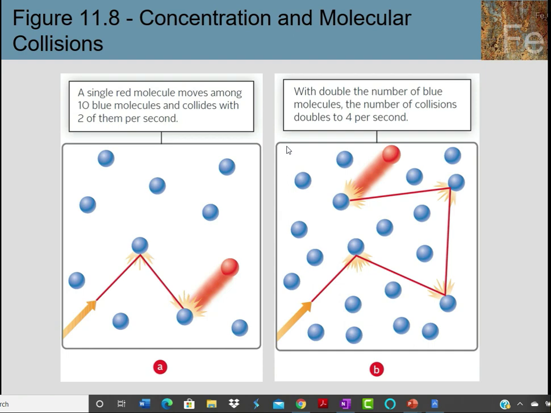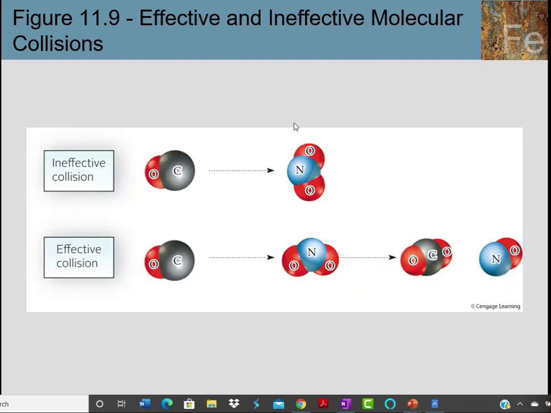We saw in the PowerPoints last week that concentration does matter. You increase the concentration, you're going to increase the rate of the reaction. That's because you're going to increase the number of collisions. But correct orientation is necessary also.